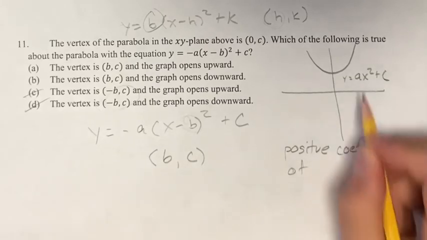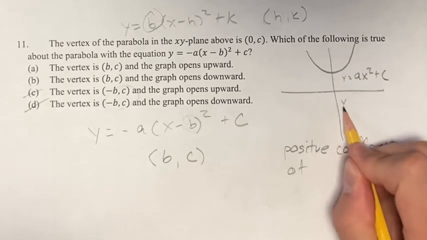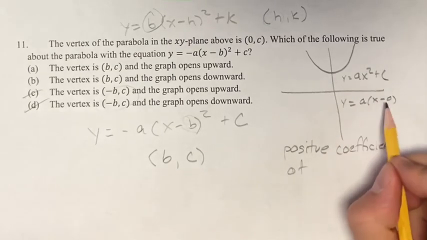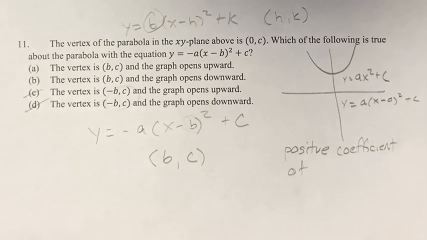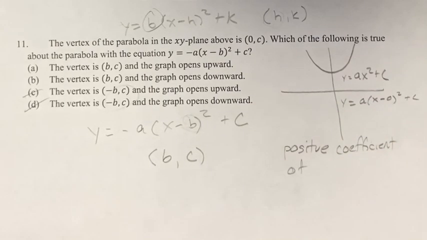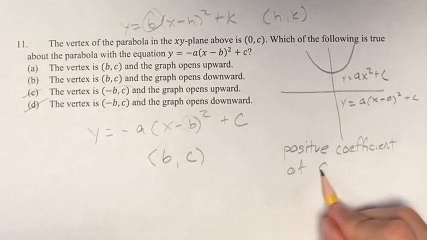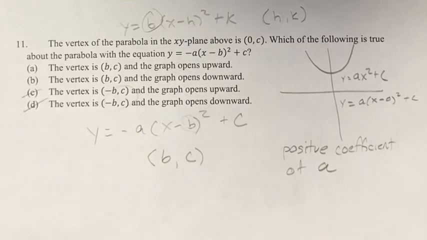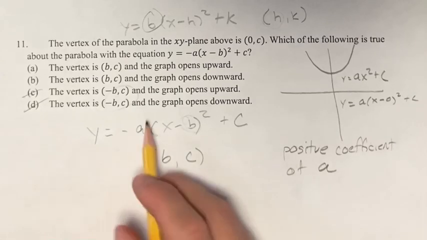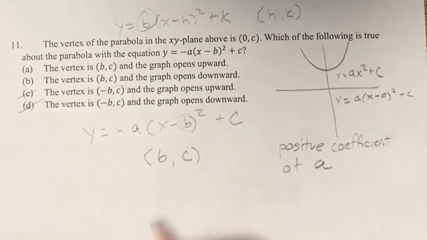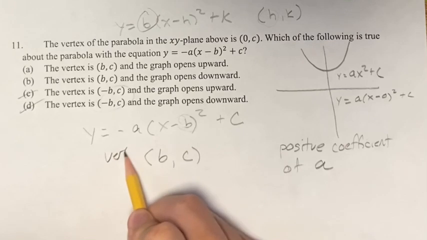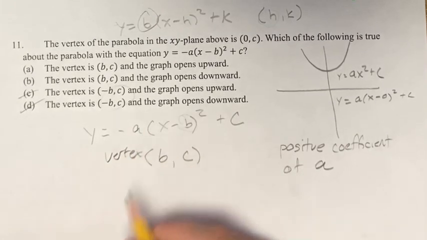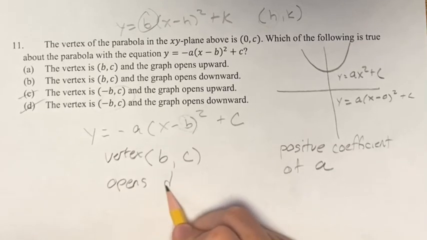of, what is the coefficient in this equation? Well, if you think of this as x squared as x minus 0 squared plus c, right, then a is the coefficient in this situation. So positive coefficient of a is positive, therefore negative a is negative, right? If a was 4, then negative a would be negative 4, right? That sort of thing. So our vertex is (b, c), and our coefficient is negative, so it opens downward.